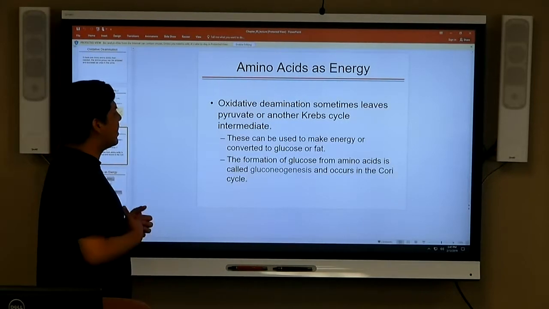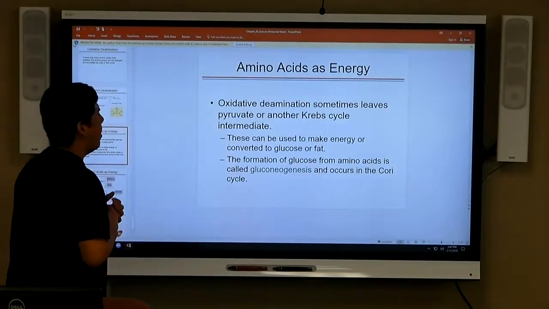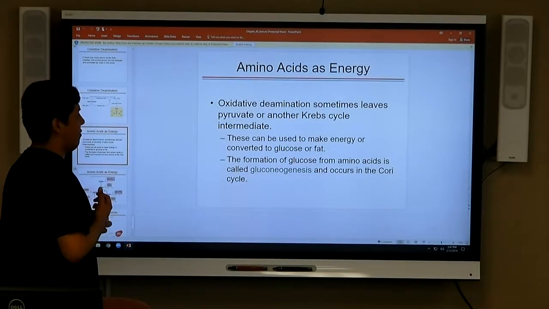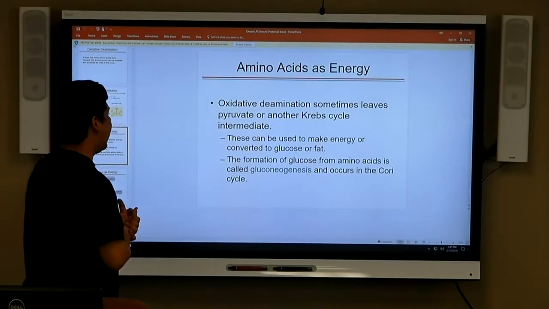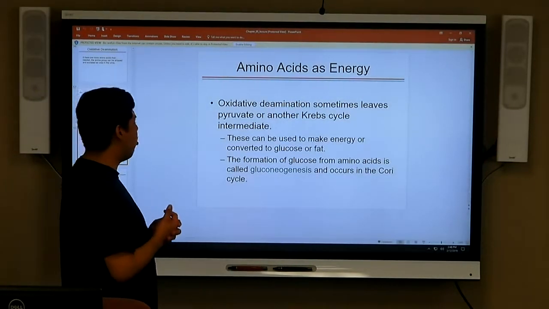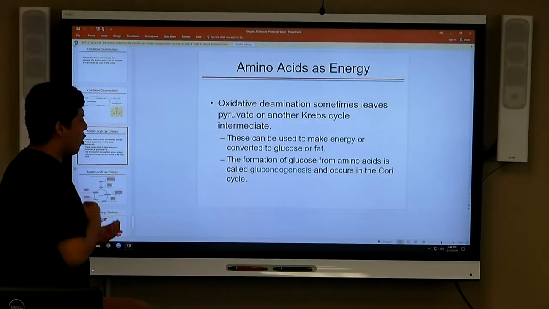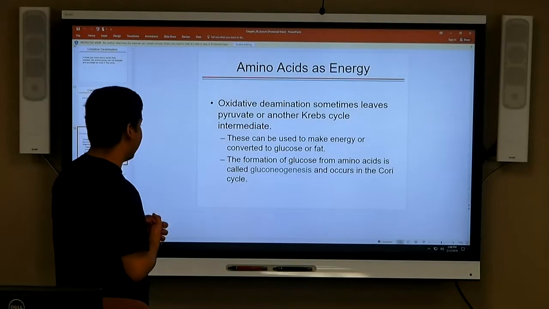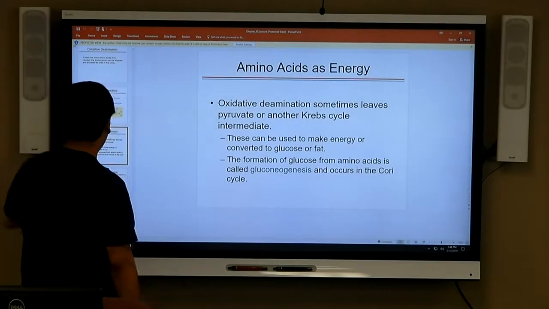Amino acids as energy. Oxidative deamination sometimes leaves pyruvate or another Krebs cycle intermediate. These can be used to make energy or converted to glucose or fat. The formation of glucose from amino acids is called gluconeogenesis and occurs in the Cori cycle.